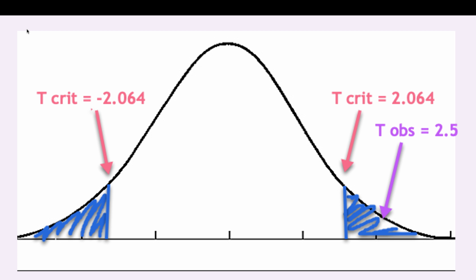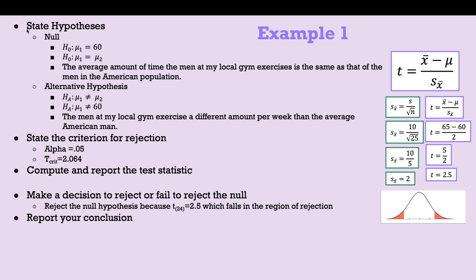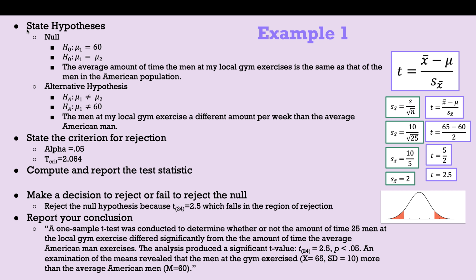So we can see that our t observed value of 2.5 falls within the region of rejection, so we know that we're going to reject the null hypothesis. So we reject the null hypothesis because t, and then we write the degrees of freedom, 24, equals 2.5, which falls within our region of rejection. So now we're going to report our conclusion. And this is how we report it.